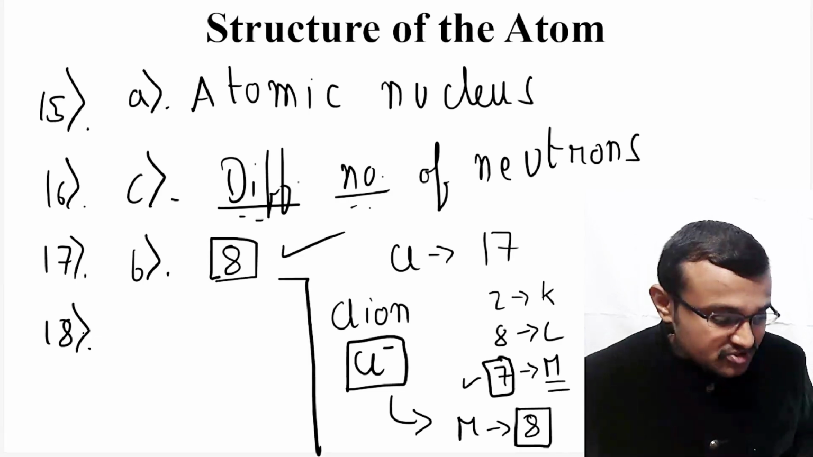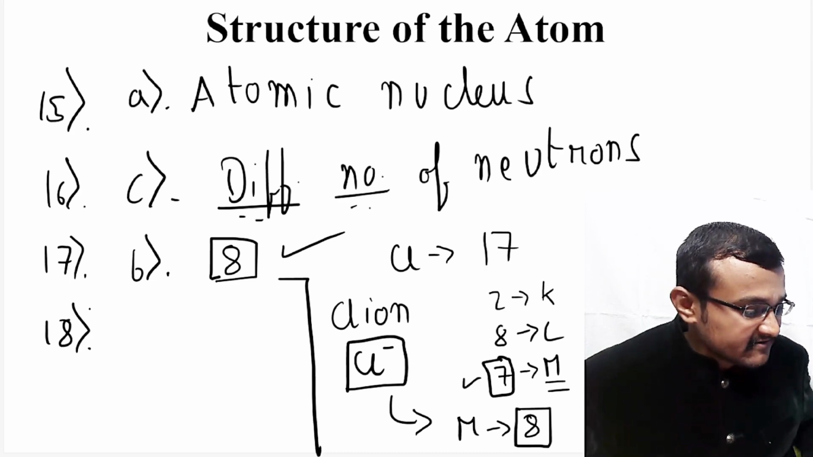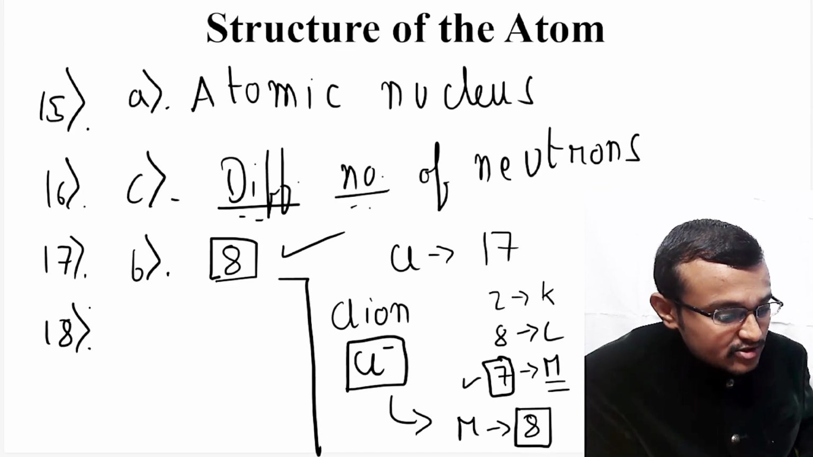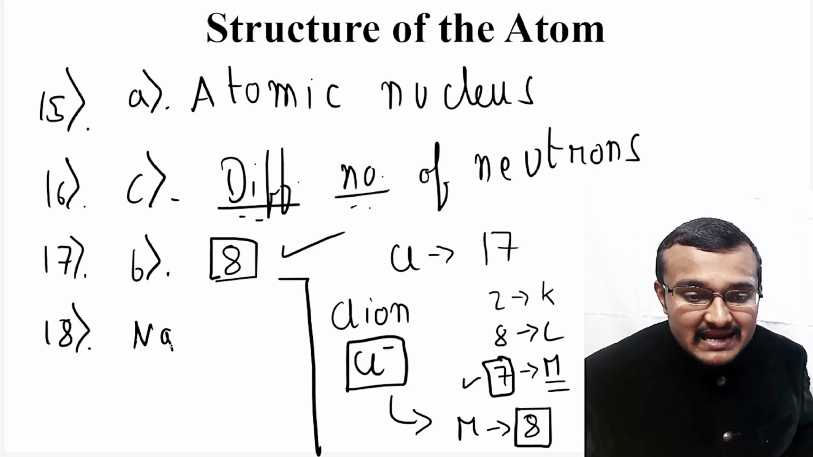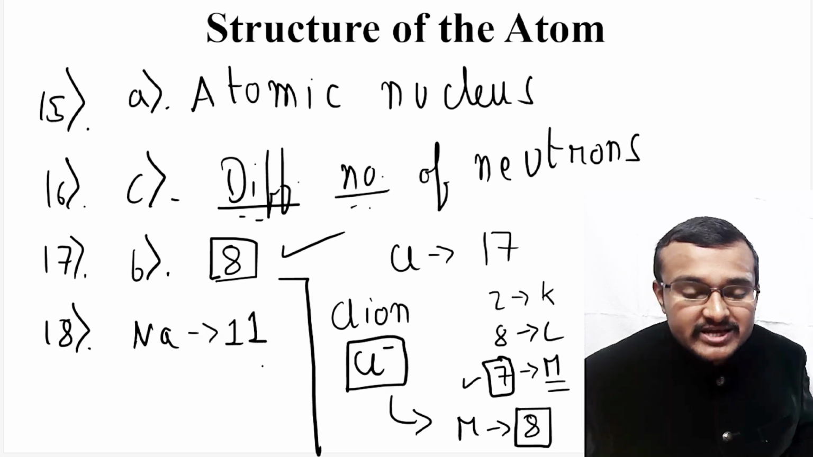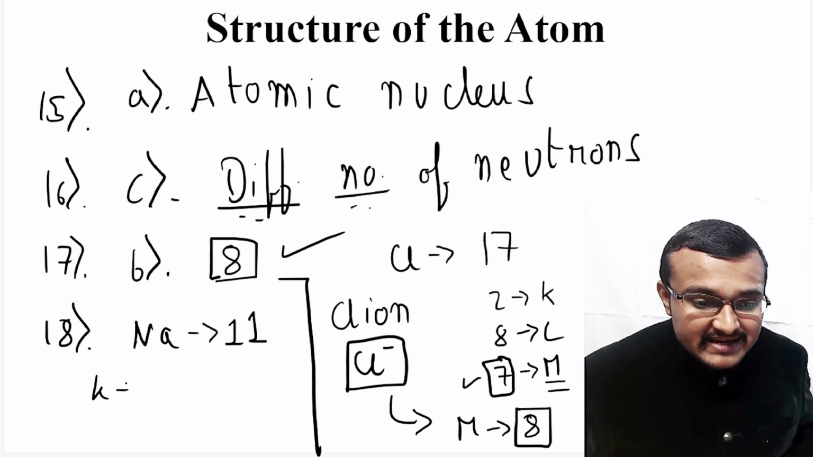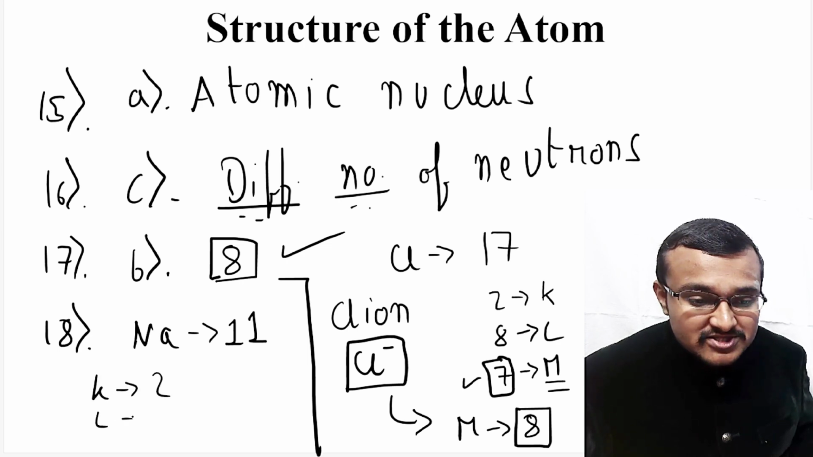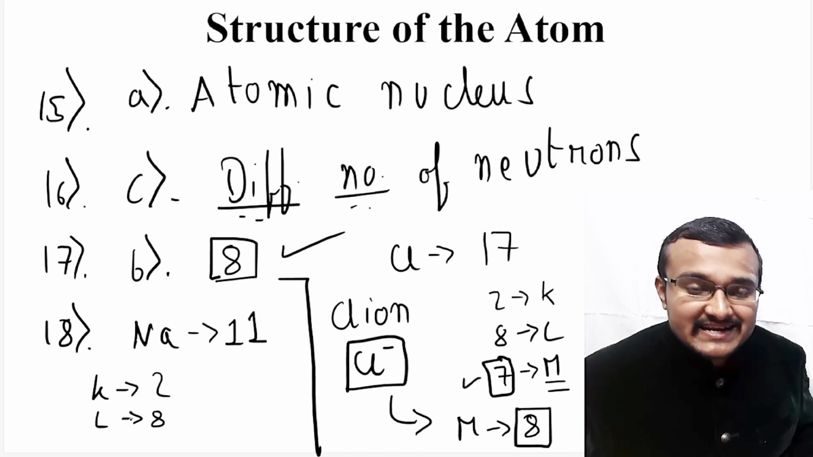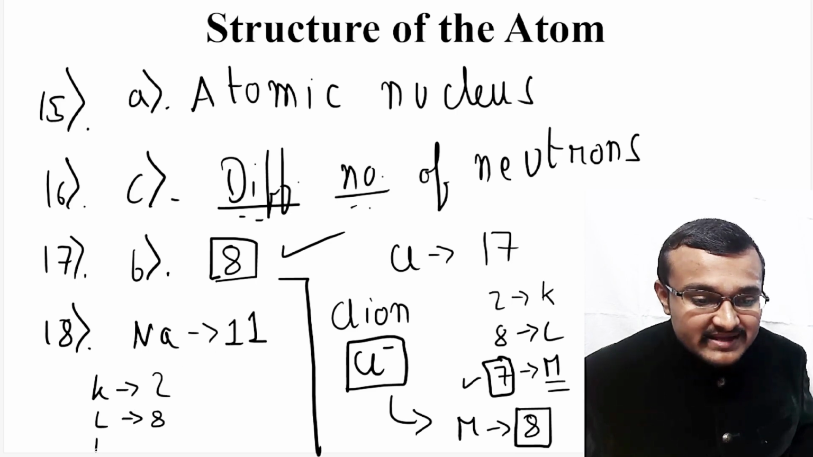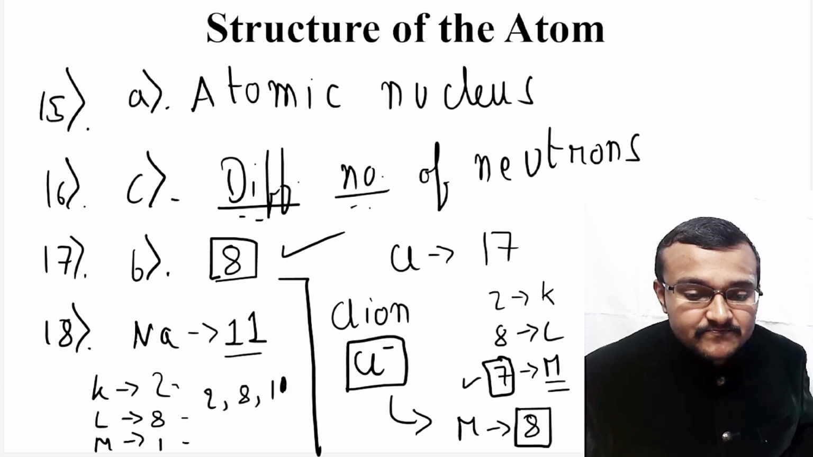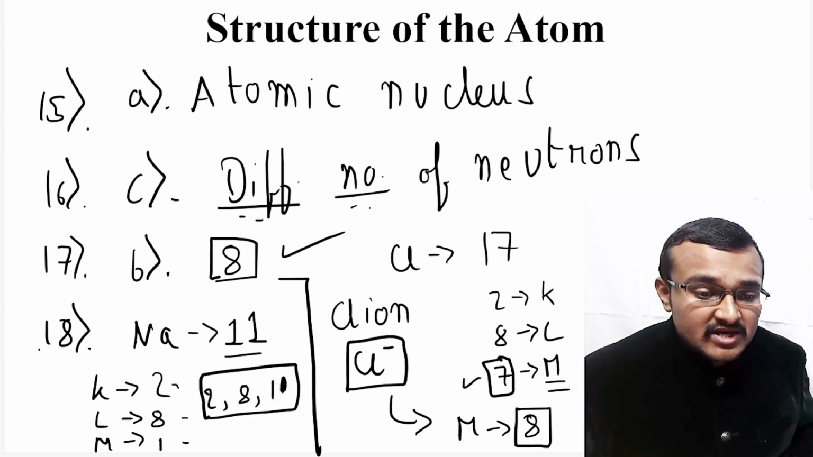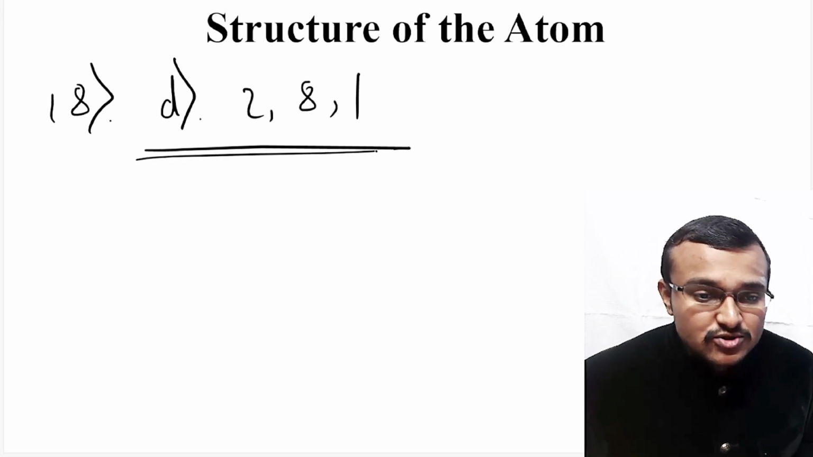So now coming to the 18th question in this exercise, there they have given which one of the following is the correct electronic configuration of sodium. So we all know that sodium has 11 as its atomic number. So K shell will be filled with 2 electrons, L shell will be filled with 8 electrons, so it will be 10 electrons. So the remaining 1 electron will be there in M shell. So it will be 1. So 2 plus 8 plus 1 will be 11. So here 2, 8, 1 will be the correct electronic configuration for sodium. So D is the correct option for this 18th question.